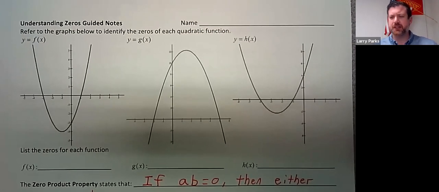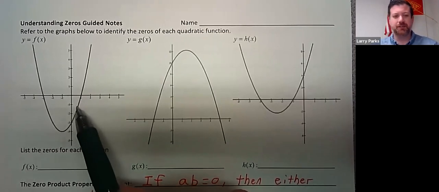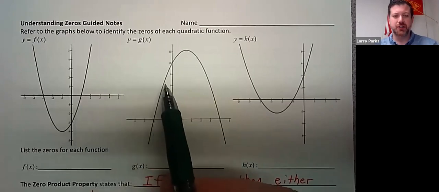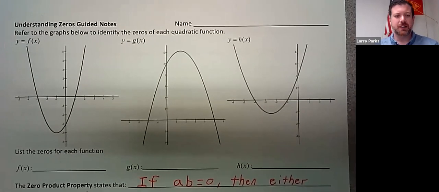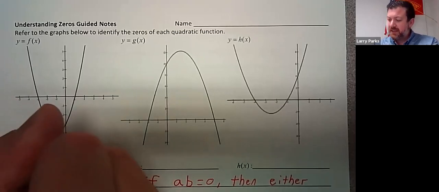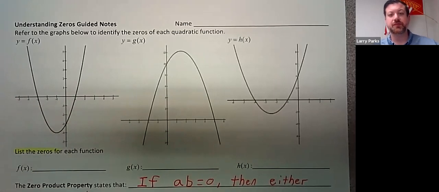So I have some pictures of some graphs here. In the first couple pages, it is review to start off. So I have three functions: the f function, the g function, and the h function. And the question is, list the zeros. Here, I'll even highlight that for us. So we're supposed to list the zeros.